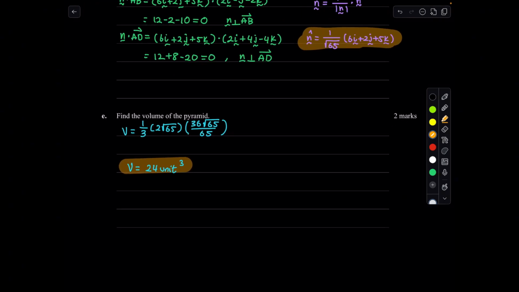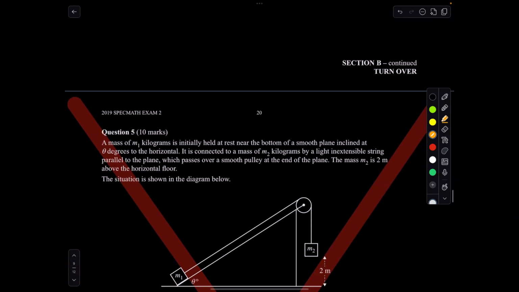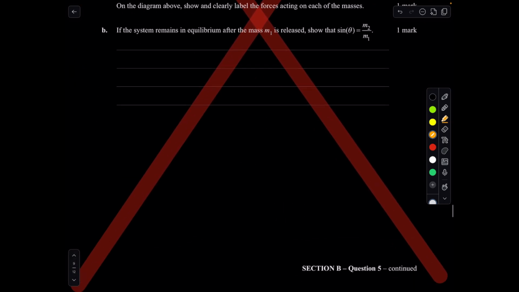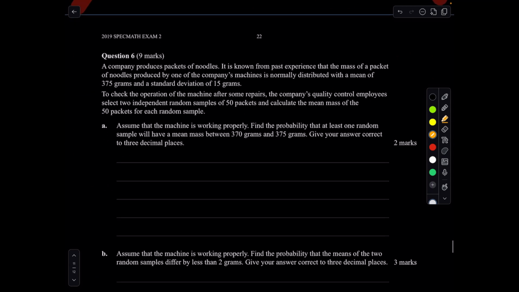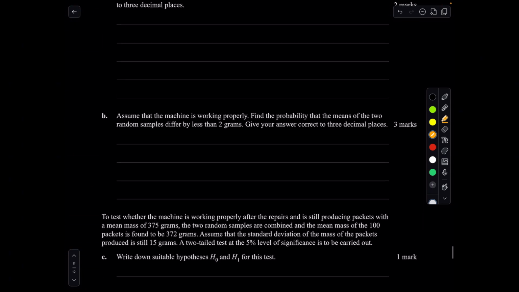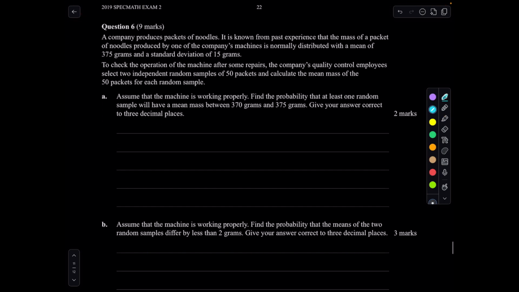All right, next question. Question 5 is out of the study design, so we don't even have to do it. It's mechanics. I'm sad they took it out, but yeah, we can skip those. Question 6, which is the last question, is probability. Nice, let's have a try at this.